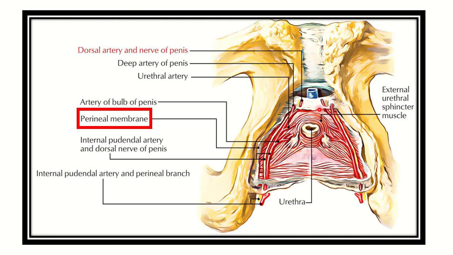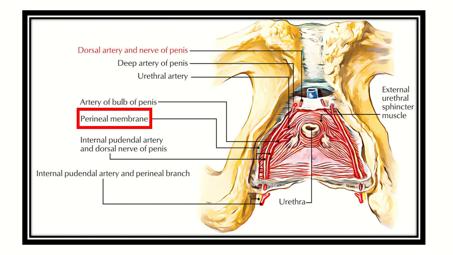This whitish structure is the perineal membrane, and from here the perineal membrane is removed to show the different structures present in the deep perineal pouch. First, here we can see the dorsal artery and dorsal nerve of the penis, and they are located deep to the perineal membrane. There we can see the deep artery of the penis.